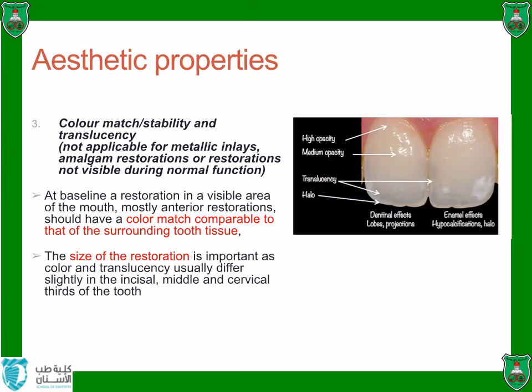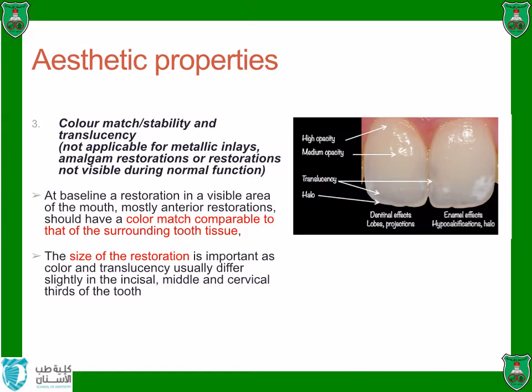At baseline, a restoration in a visible area of the mouth, mostly an anterior restoration, should have a color match comparable to that of the surrounding tooth structure. So at the time you place your restoration, it's very important to make a good match between the remaining tooth structure and your restoration. And as you remember in the lab, we have different colors for the same tooth depending on the area. The cervical area is usually more opaque compared with the incisal area, which is more translucent.